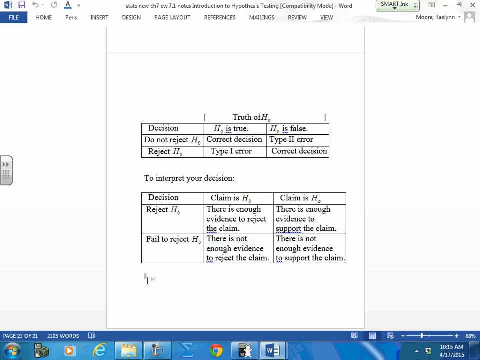Your claim is your HA. You rejected your HO. We start like this: there is enough evidence to support the claim that the incubation period for swan eggs is less than 40 days. We use the word support because the HA was the claim. In your mind, I still want you to think back, like, do I take this one or not take this one? Because then it will make sense when we say support or do not support. This is how you're going to interpret your decision.